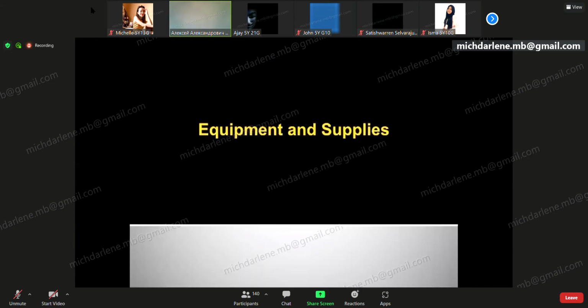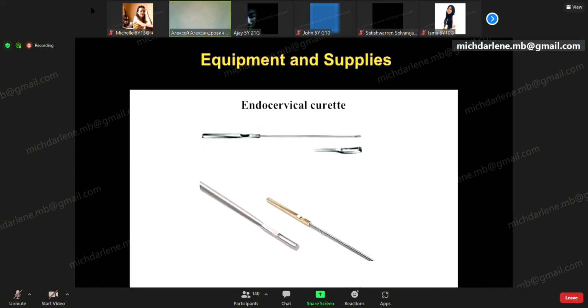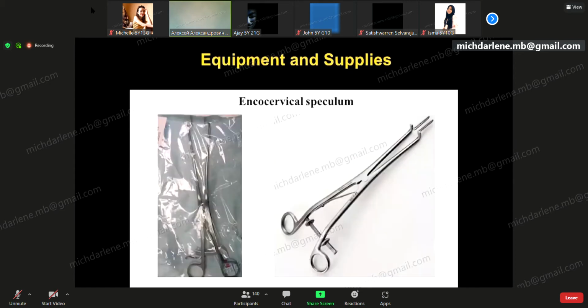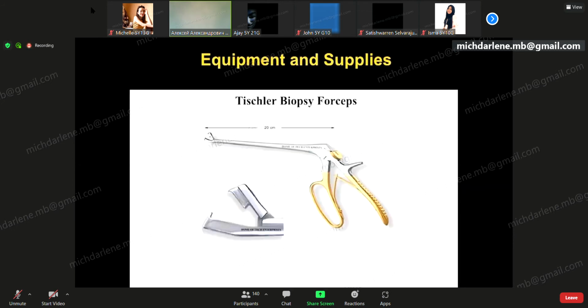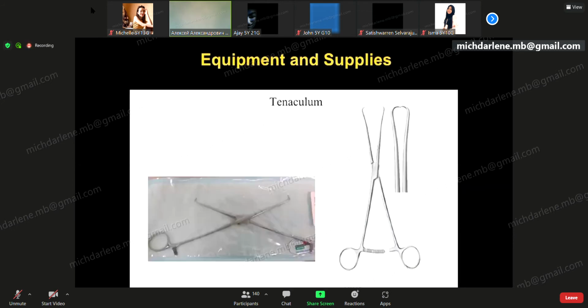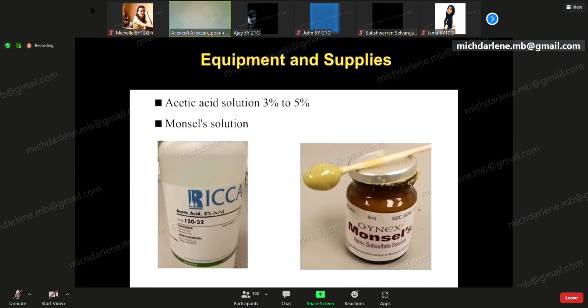Equipment and supplies. Colposcope, which is a portable stereoscope with a focal distance that allows examination of the genitalia and the cervix. Endocervical curette to perform ECC, endocervical speculum, ring forceps, tissue biopsy forceps, vaginal speculum, tenaculum, vaginal wall retractor, acetic acid solution 3% to 5%, and Monsel solution.